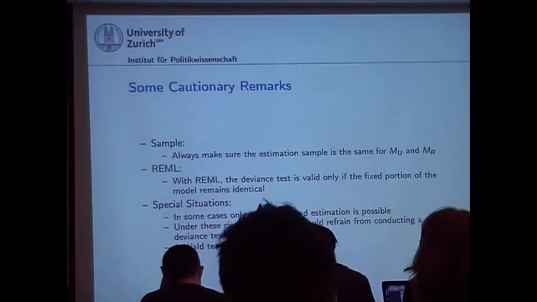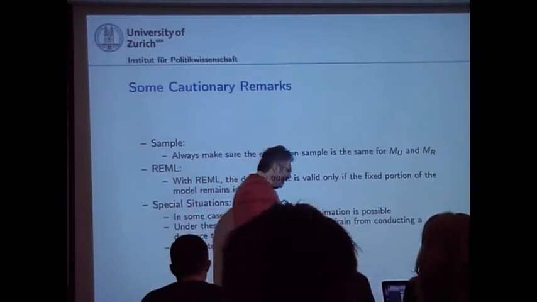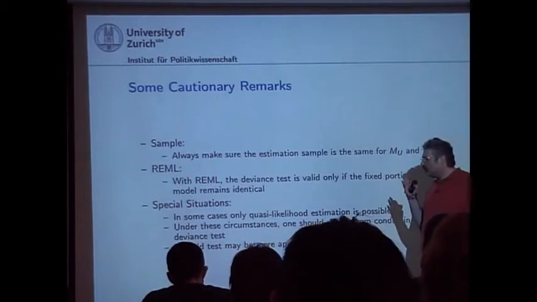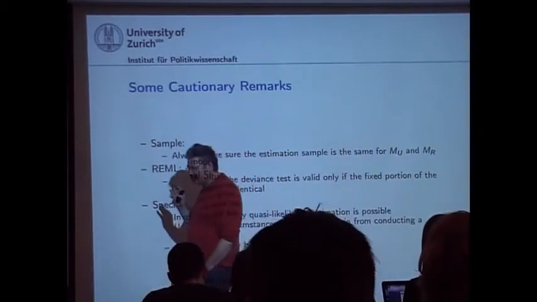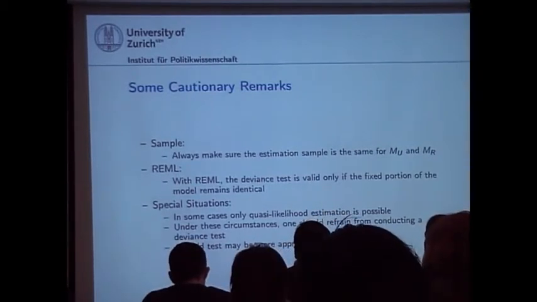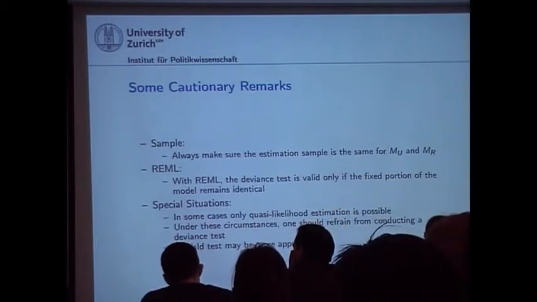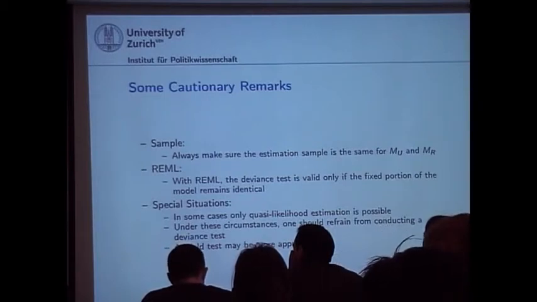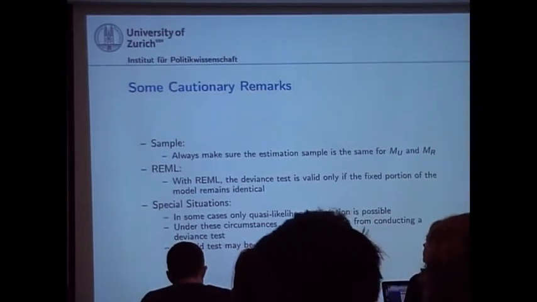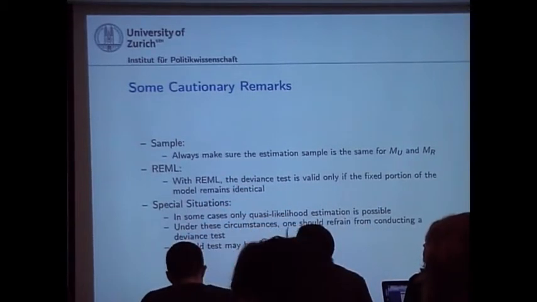With restricted maximum likelihood, the deviance test on the variance component is only valid if the fixed portion of the model remains identical. This is why I think you have to be very careful using that. Because the estimates of the variance components under restricted maximum likelihood are extremely sensitive to how many fixed effects you're also estimating. So if, in addition to including a variance component, or not including it, you also change the number of predictors in the model, you cannot test anything.